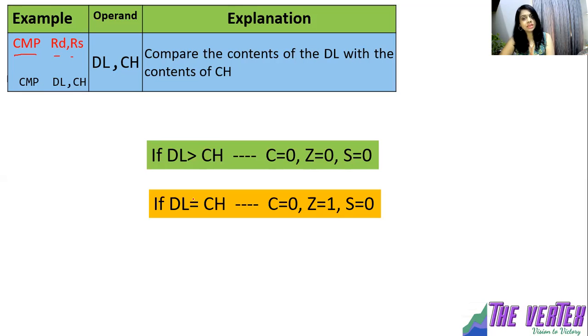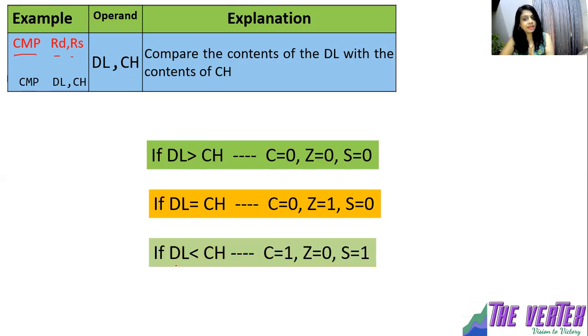If DL and CH contain the same data, that means both numbers are equal, then C will be 0, the zero flag will be set, and the sign flag will be 0. And if DL is smaller than CH, that means the number available in DL is smaller than CH, then the carry flag will be 1. That means it will generate a borrow, the zero flag will be 0, and the sign flag will be 1. So we are going to use this concept for writing the program.